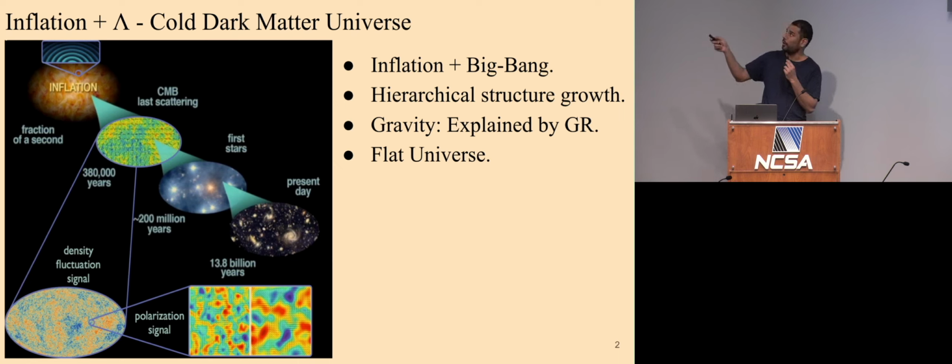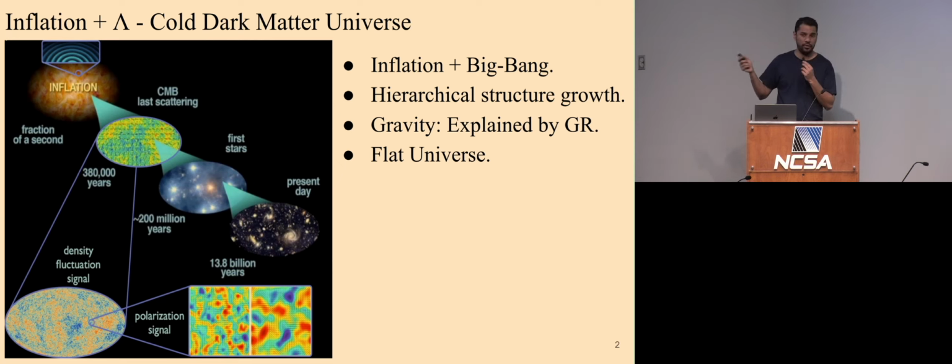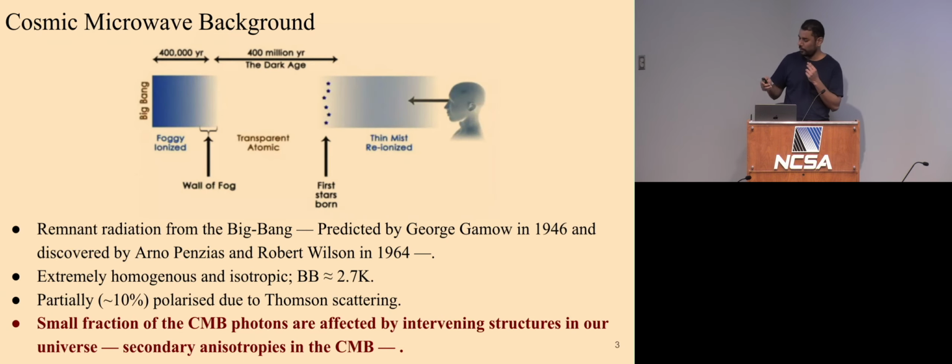So how did it form structures? It's a hierarchical structure growth. Smaller structures formed, and they combined to form bigger structures. When we talk about gravity, it's very well explained by general relativity. People are trying to find evidence to go beyond GR, but so far GR seems to explain everything pretty well. And the universe that we live in is very flat. Observations suggest all these things. Okay, so this is basically my field of work.